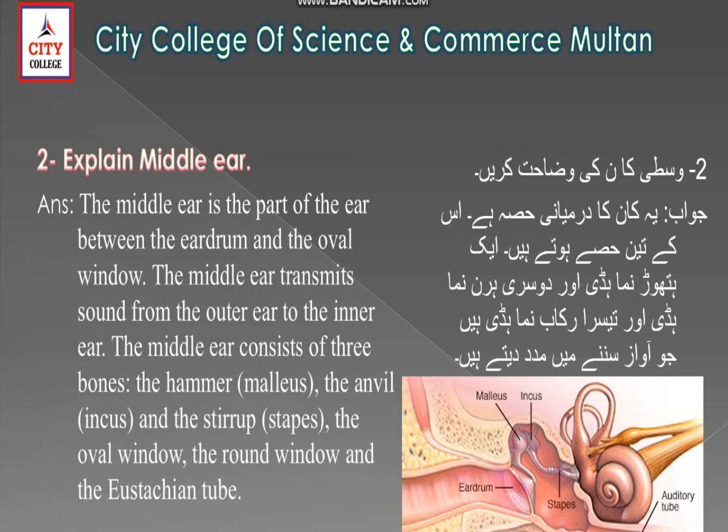Short question number 2 is explain middle ear. The middle ear is the part of the ear between eardrum and the oval window. The middle ear will transmit the sound from the outer ear to the inner. The middle ear consists of 3 bones: the hammer, which we call malleus, the anvil, incus, and the stirrup, which we call stapes, the oval window, the round window, and the eustachian tube, which you can see here in the picture as well.